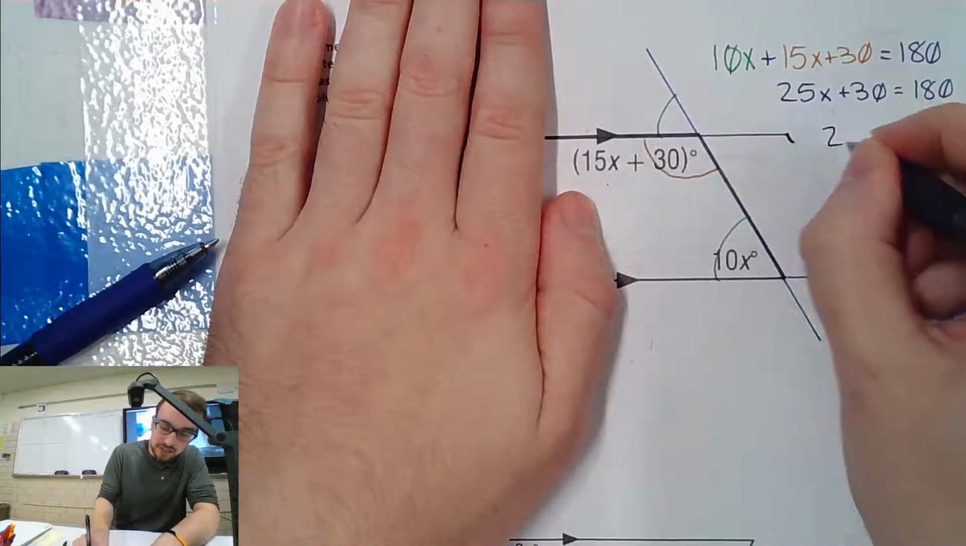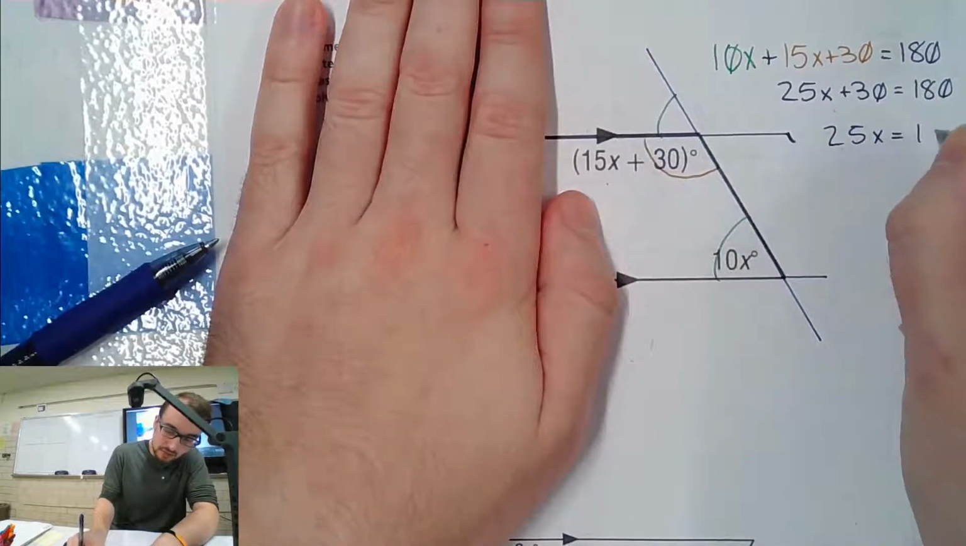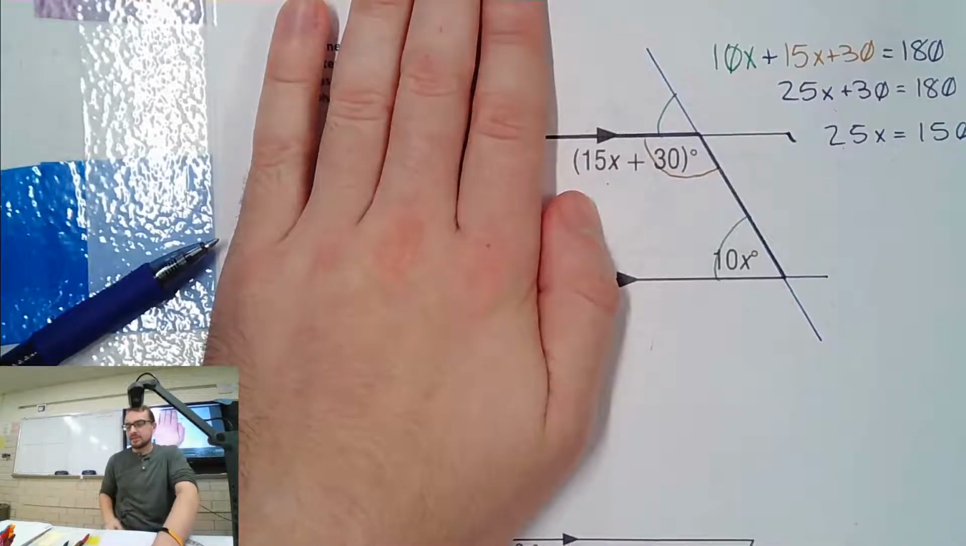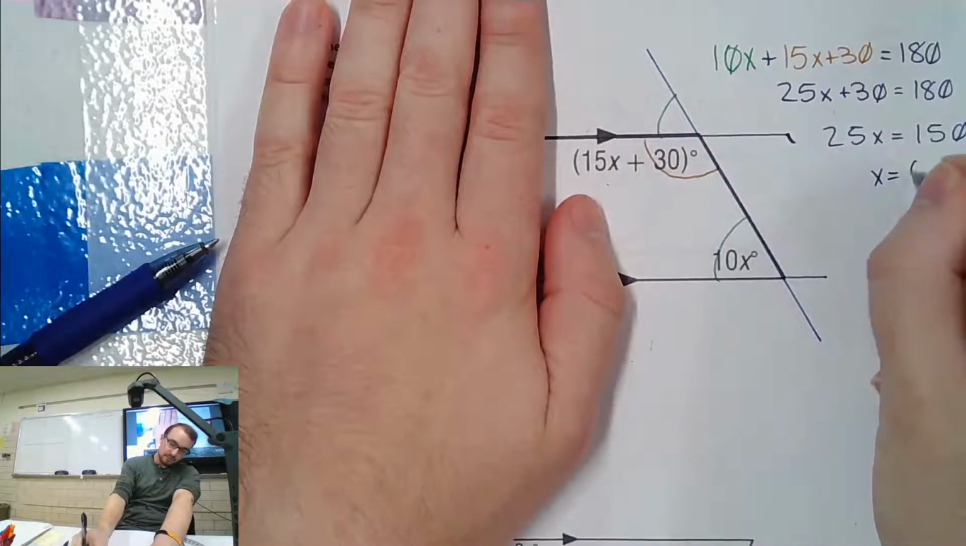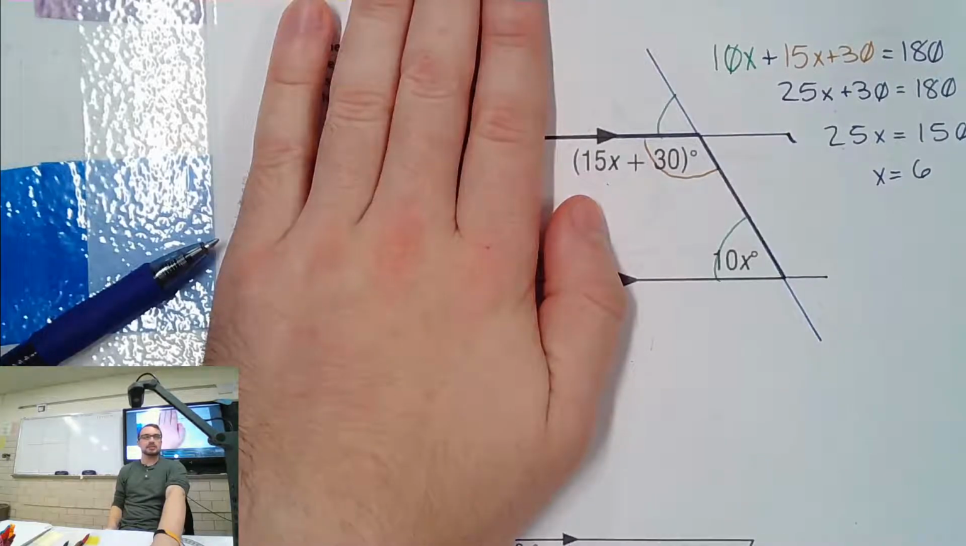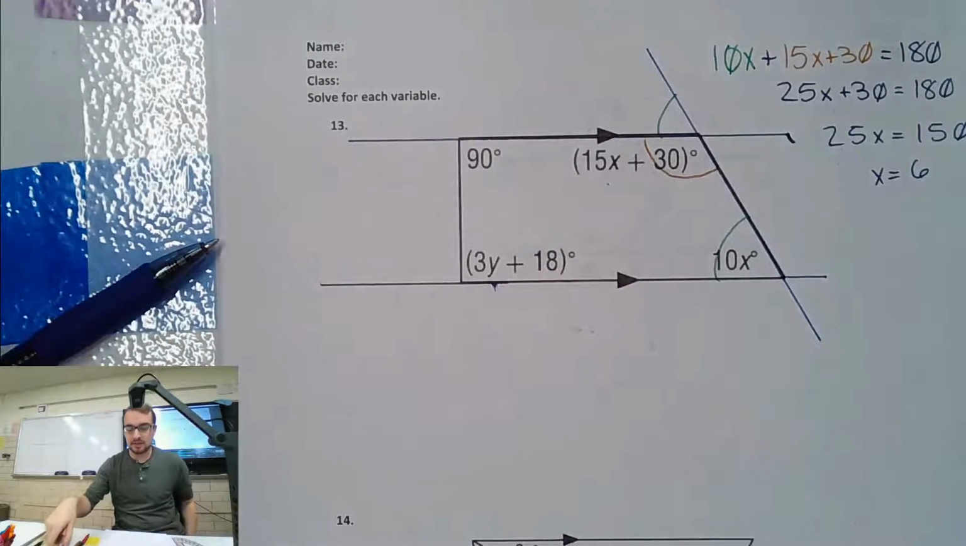Subtract 30 from both sides. We get 150. How many times does 25 go into 150? 6 times, because 4 times into 100, twice into 50. 6 times total. X is 6. All right, let's have some fun.